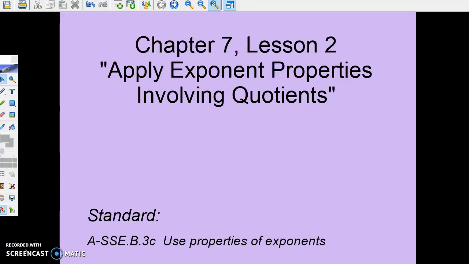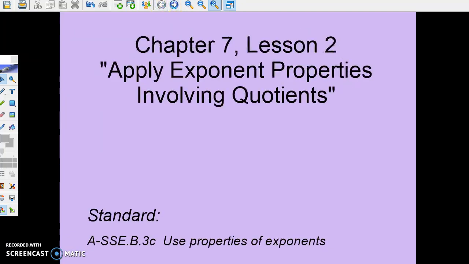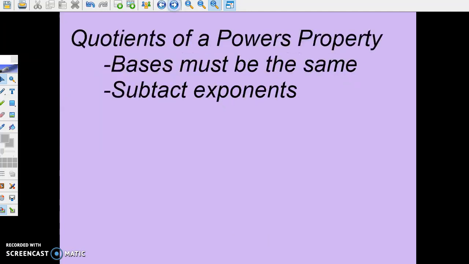Chapter 7, Lesson 2, we're going to talk about applying exponent properties involving quotients. Yesterday we worked on products involving multiplication. Today we're going to look at what happens when our exponents are involved in division. This lesson is also using the same standard of using properties of exponents.